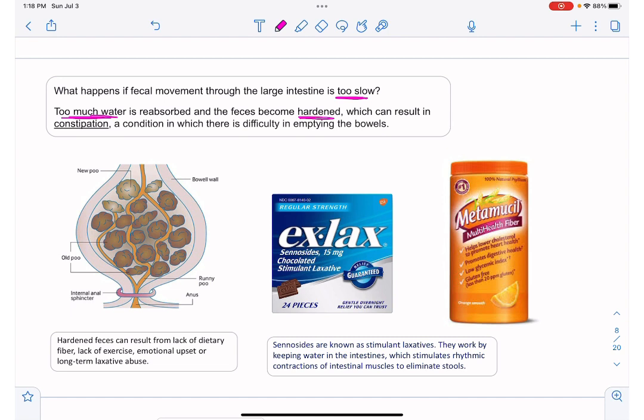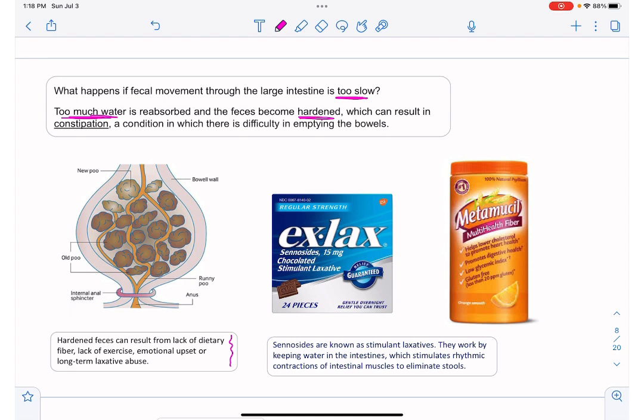And this can be caused by a number of things. A lack of dietary fiber. Fiber is important to increase the bulk of the stool to help it move through. So it can be due to a lack of dietary fiber, lack of exercise, being emotionally upset, or long-term laxative abuse. And there's a whole bunch of different types of laxatives.